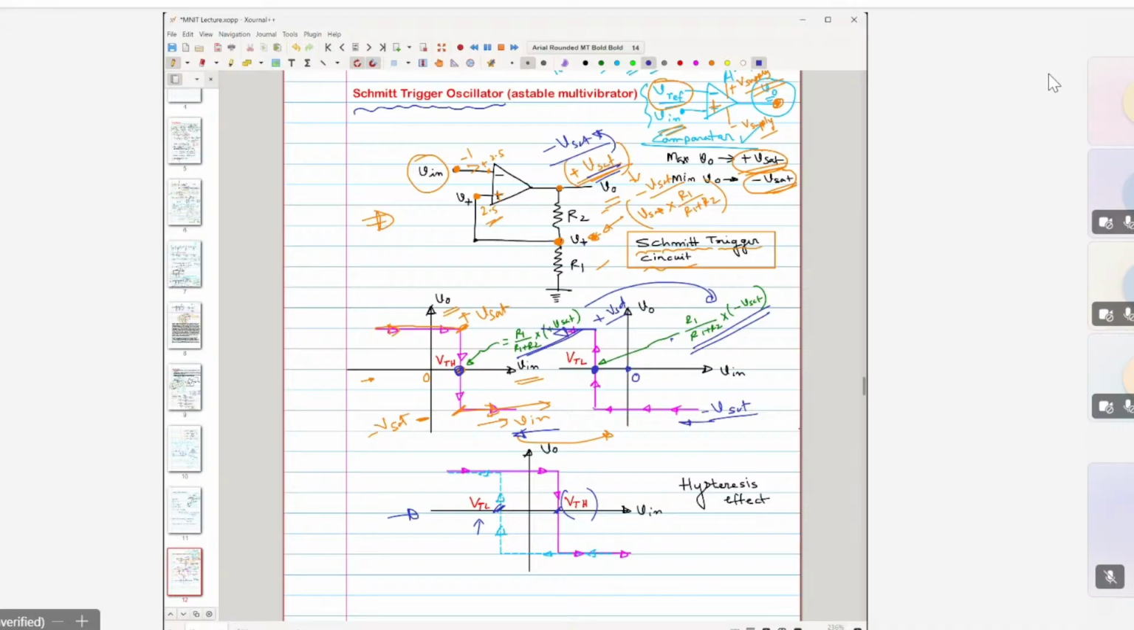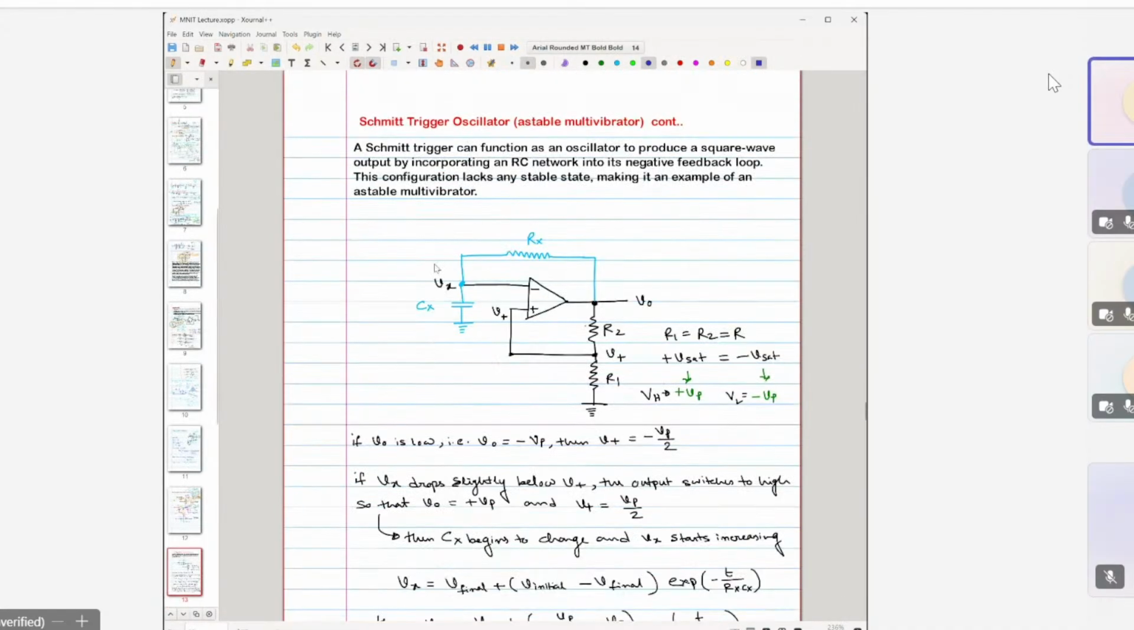Okay, let's go to the next page. This Schmitt-Trigger oscillator is also known as an astable multivibrator because it doesn't have any single stable state. It will keep on switching from high to low, high, low, high, low. It continuously toggles between high and low.